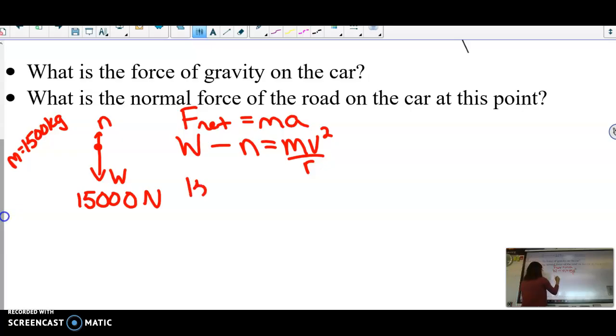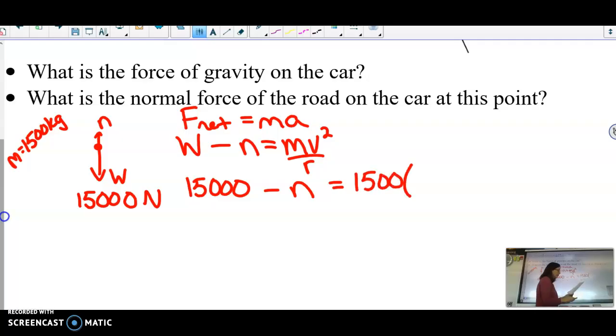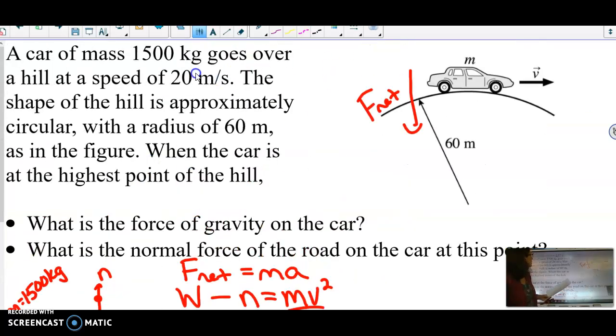The weight, again, is 15,000 newtons minus the normal force. I don't know what the normal force is. That's what I'm trying to find. When you put in m, make sure you're using the mass, which was 1,500. If I scroll up, it tells me that it's going at a speed of 20 meters per second, and I can see that the radius is 60.